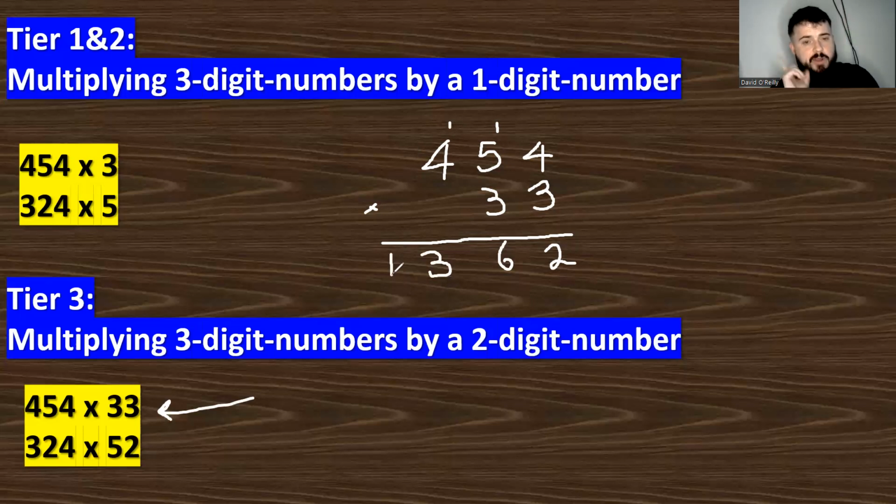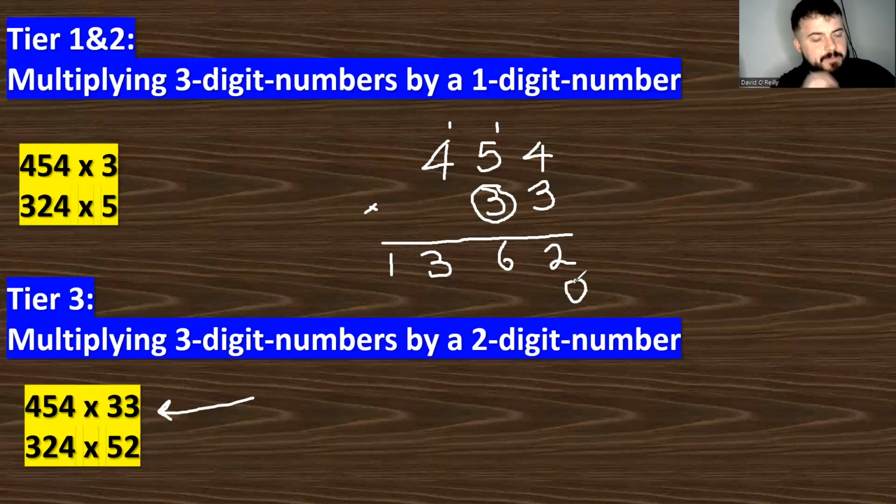Now this bit's very, very, very important. If we don't do this next bit, our whole answer is wrong, so be very, very careful. When we're multiplying by 2 digits, before we move on to the second digit, this one here, before we move on to this 3, the tens digit, we must always put a 0 in the first column.